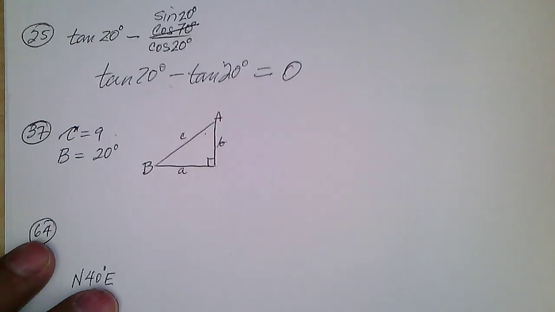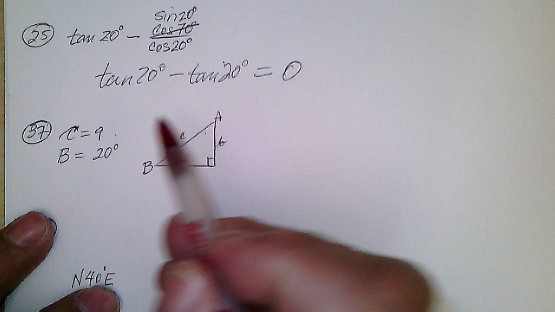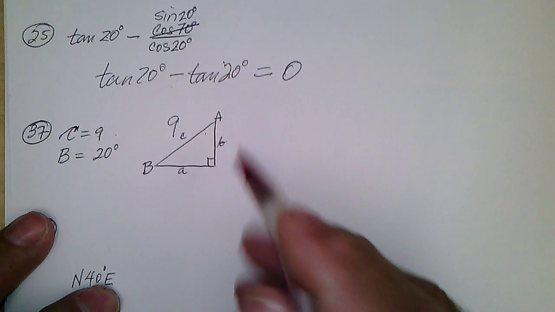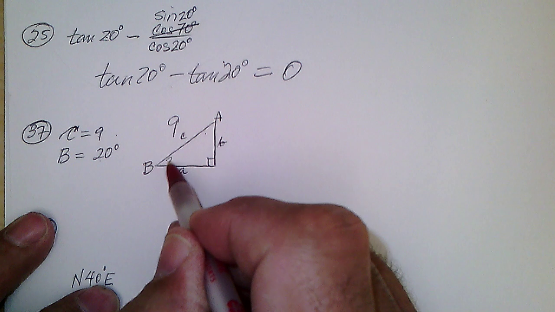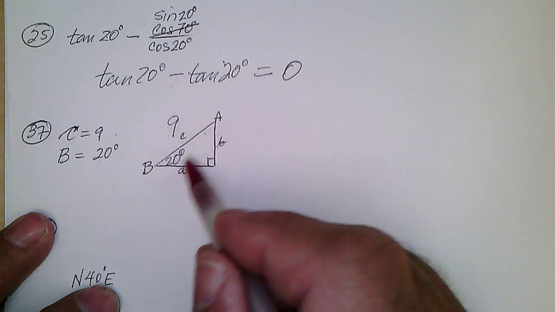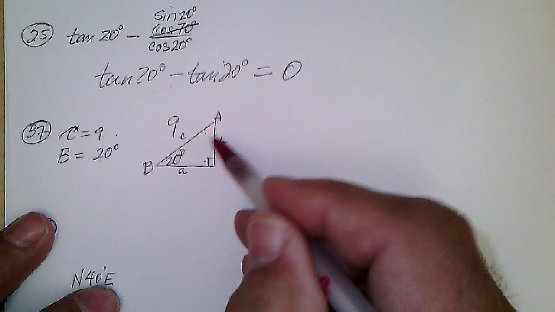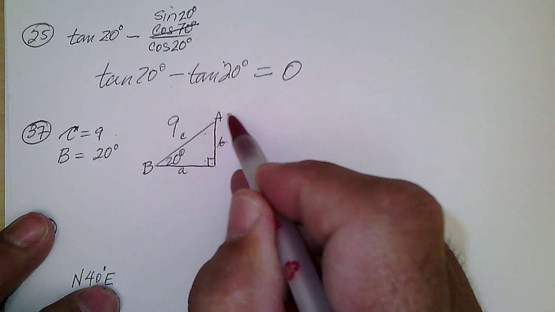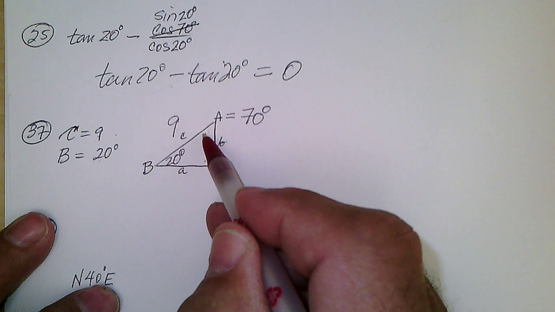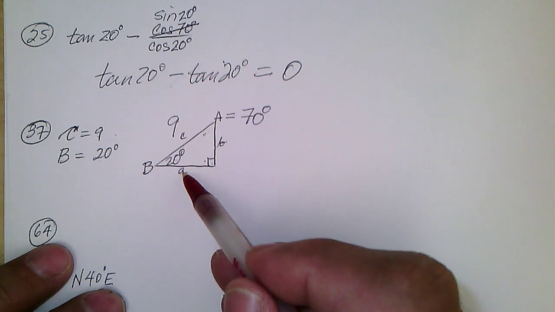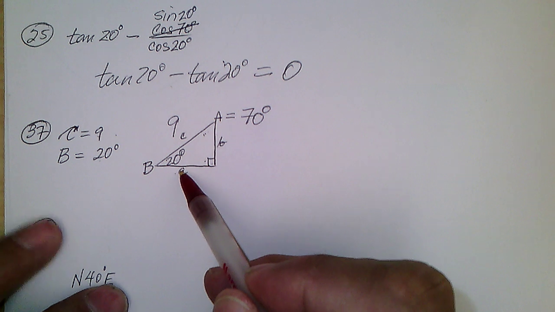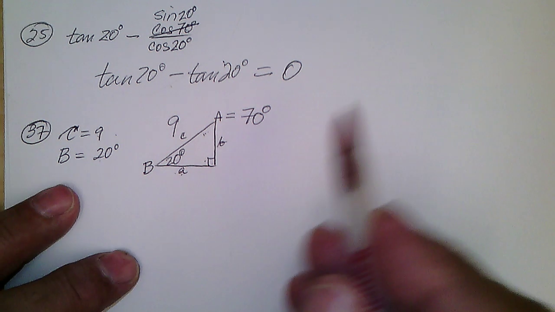Okay, now for this one. It said C is 9 and B is 20 degrees, and it says find the other ones. Well, in a right triangle, this would be the complement. A would have to equal 70 degrees. 20 and 70 is 90. And to find these, we would use SOHCAHTOA.